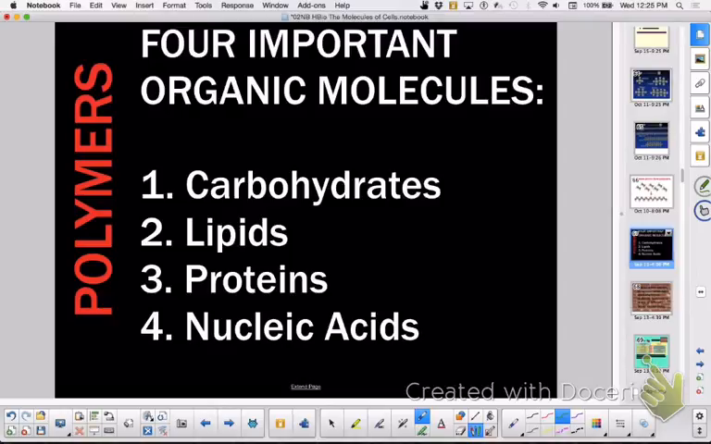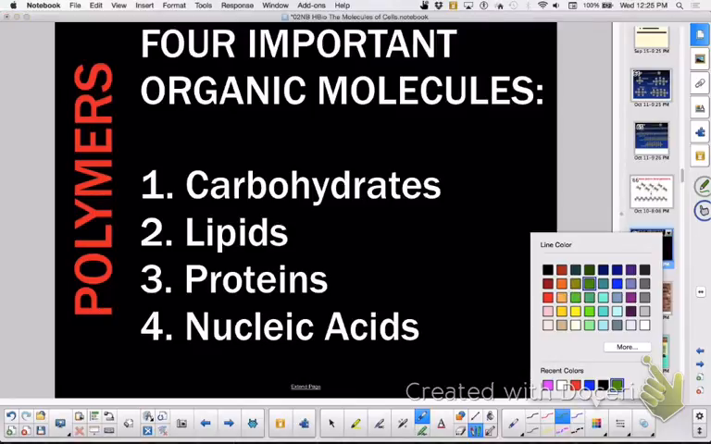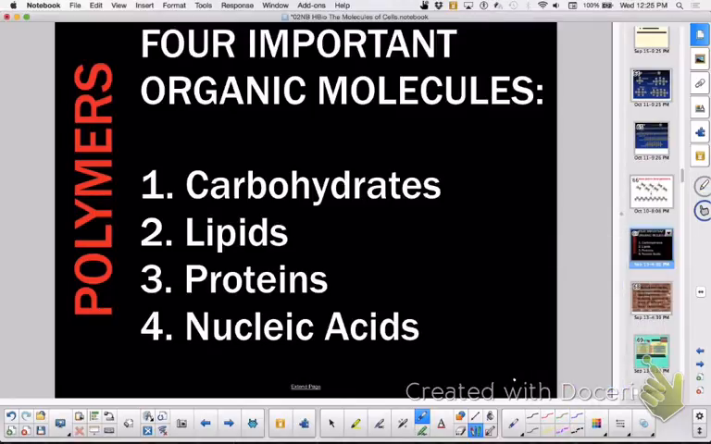What is another word for polymers? Macromolecule. Okay, if I was talking about carbohydrates, these are the polymers. What would be the monomer for carbohydrates? Sugars. Okay, in a nutshell, sugar. Could you think of a picture to represent sugar? Think it in your head. Describe it to somebody next to you.